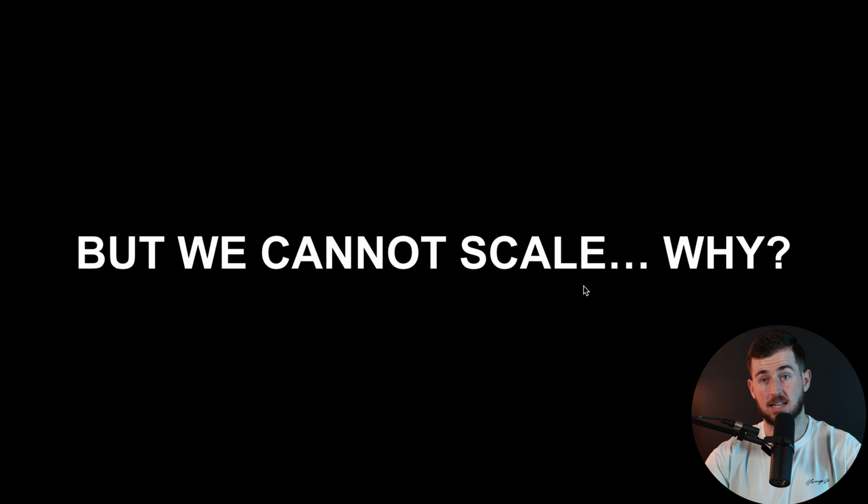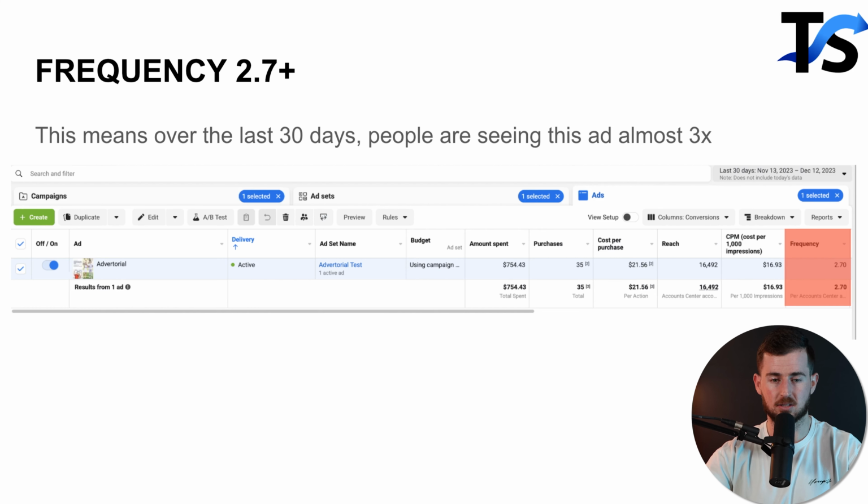Now, the problem is that we need a 1.5x to break even, and we're doing a 2.7, but we cannot scale. Why? Why can't we scale, Nick? What is the problem? And the reality here is, if we take a look at this ad and we look at the last 30 days, our frequency is 2.7. That means over the last 30 days, people are seeing this ad almost 3 times.